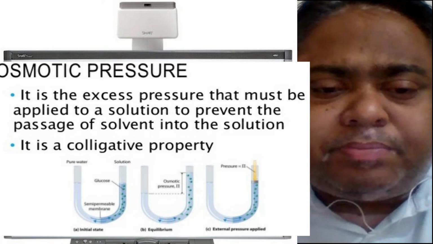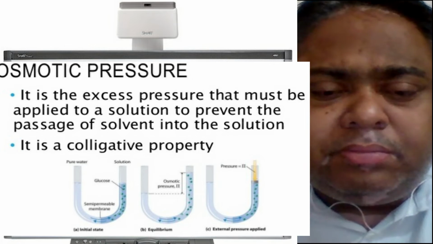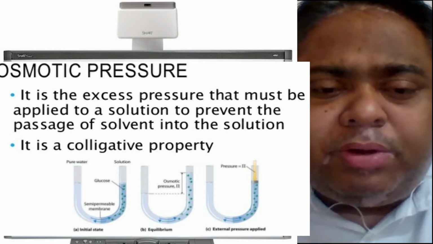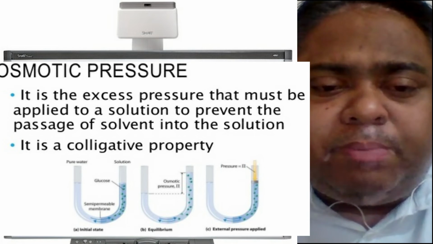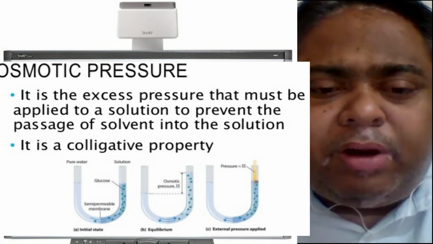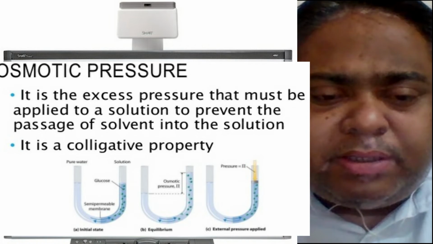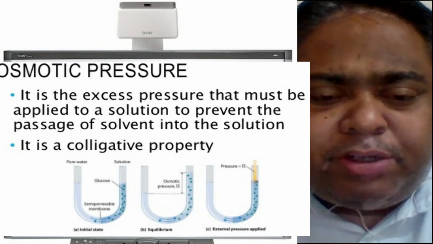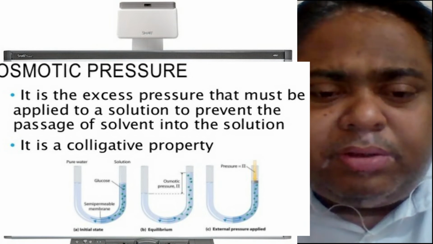Colligative property means the property of a solute or solution which depends upon the number of particles dissolved in it, not the nature of the particles. There are a few more colligative properties. We can use those colligative properties to find out the molecular mass of the substance and other parameters, like the relative change in the partial pressure when the solution is added with any solute.